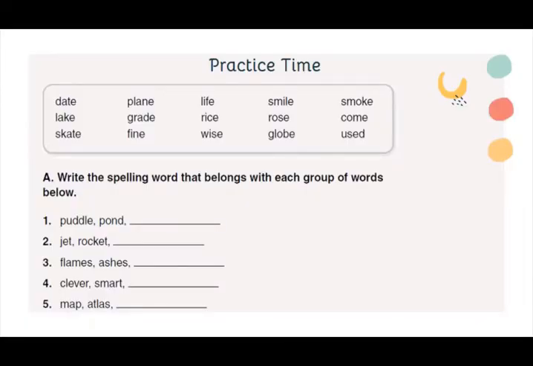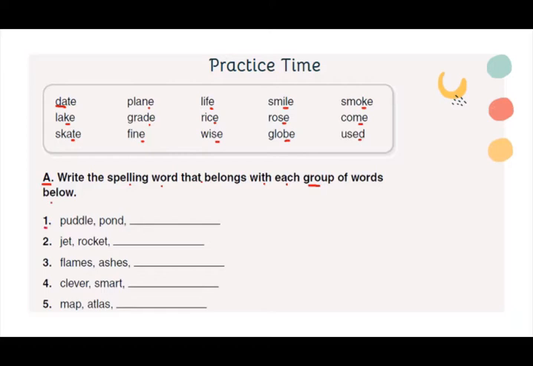Now it's time to practice. Here are the words that we need to use. In the question below, we have date, lake, skate, plane, grade, fine, life, rice, wise, smile, rose, globe, smoke, come, and used. Now here they say write the spelling word that belongs with each group of words below.